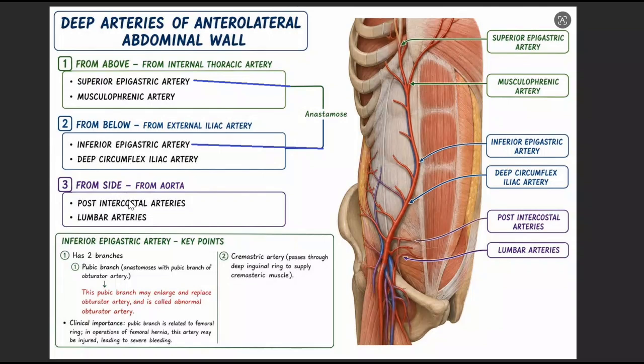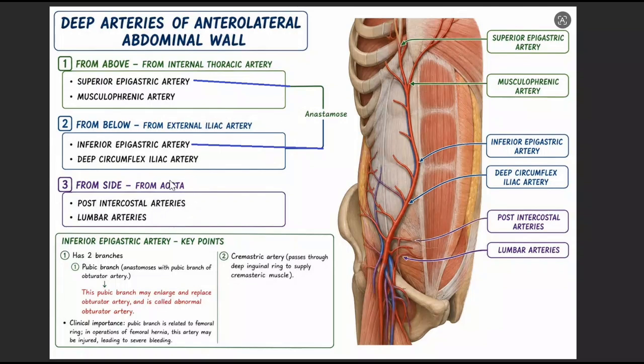Now there are actually a lot of posterior intercostal arteries, but the lower two posterior intercostal arteries are going to supply the abdominal wall. Only the lower two. And then we have the lumbar arteries. We have four lumbar arteries that are supplying the abdominal wall, and they pass forward between the muscle layers, both these arteries, and supply the lateral part of the abdominal wall again.